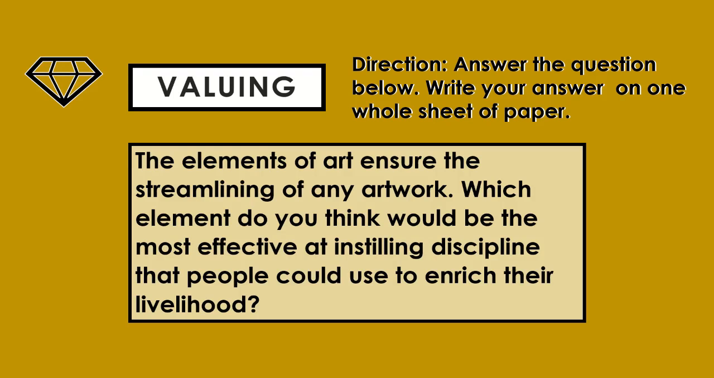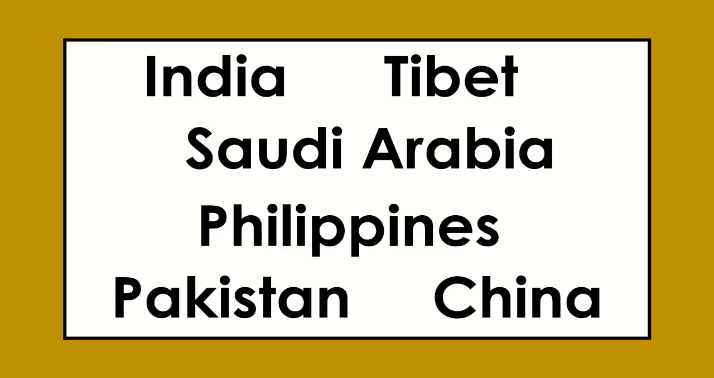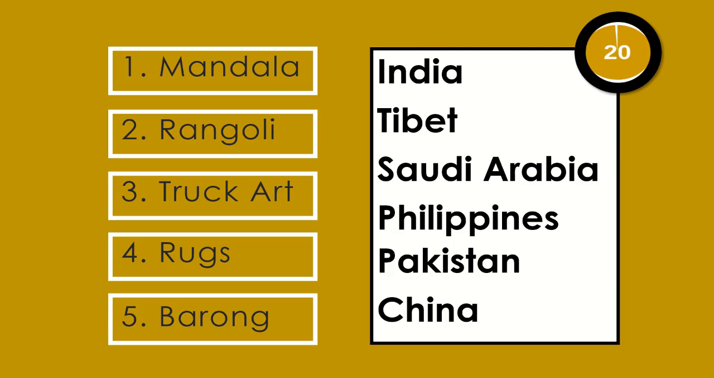Moving on to our last activity, post test. Identify what country is being described. Choose your answer in the box. Write your answer in your notebook. You have 20 seconds to answer each item. Here are your choices: India, Tibet, Saudi Arabia, Philippines, Pakistan, and China. Ready? Let's start. You have 20 seconds.